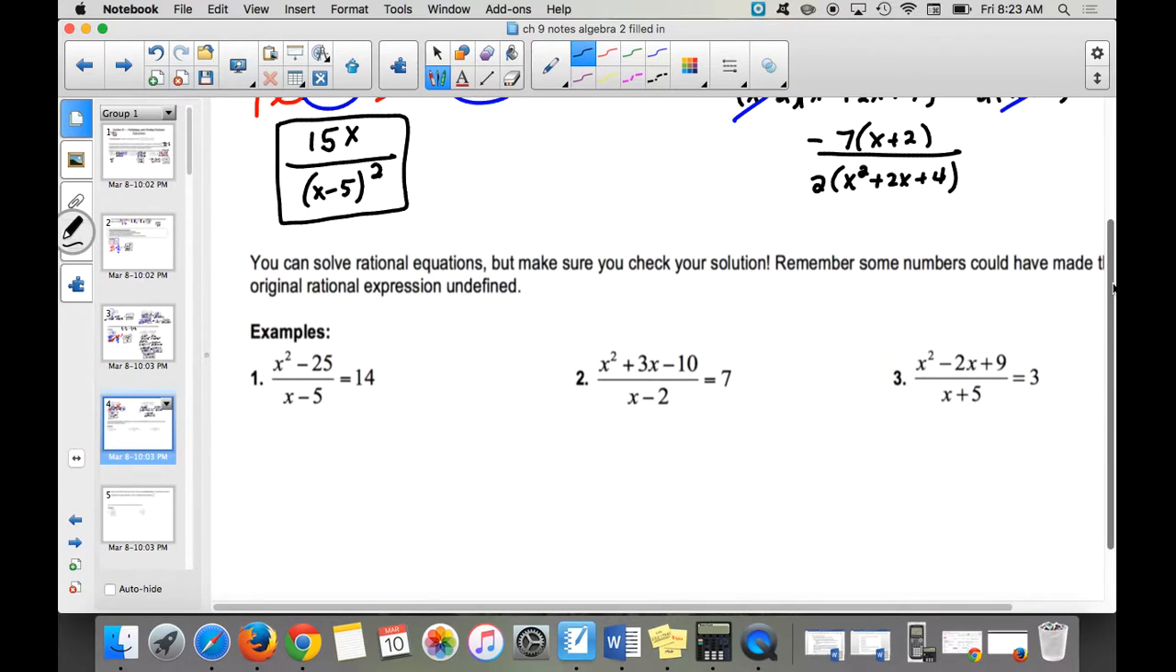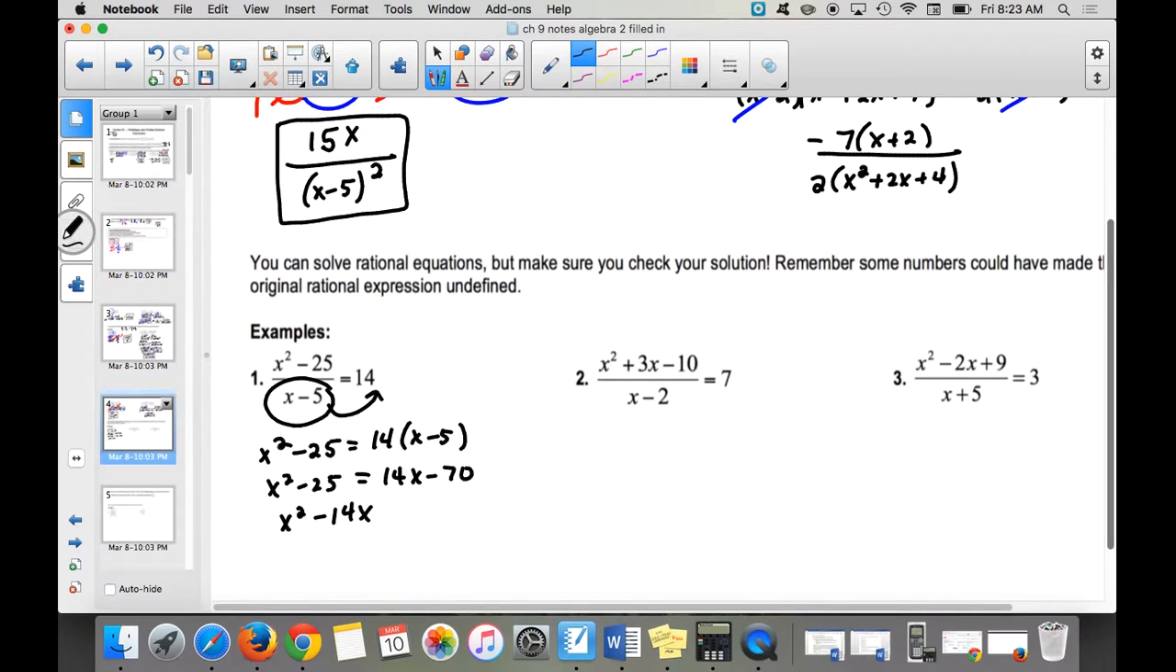There are a couple different ways to do these problems. One thing you could do is take the x minus 5 and multiply it to the other side. You don't have to write this down, just pay attention. If I do that, I would have x squared minus 25 equals 14 times x minus 5. I would multiply out and get everything on one side, so I'd have x squared minus 14x, and then add the 70 over, so plus 45. Then I factor into x minus 5 and x minus 9. So we would get two solutions, 5 and 9.